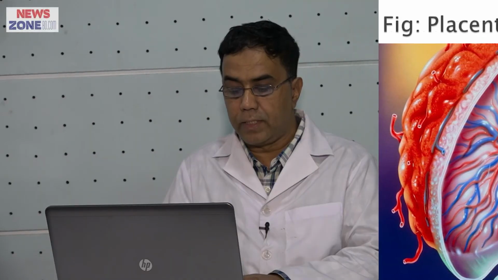Now formation of placenta. Placenta is developed from two sources: fetal part from chorion frondosum and maternal part from decidua basalis. Formation of chorion frondosum: formation of chorionic villi and chorionic sac are early features of placental development.